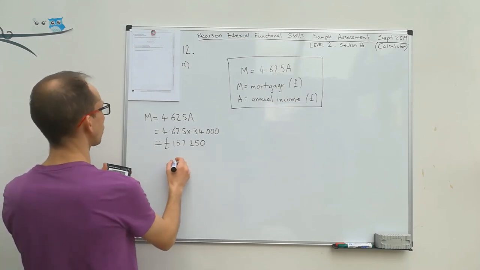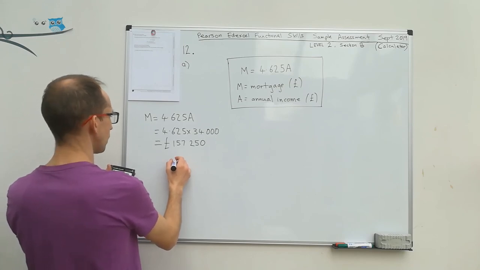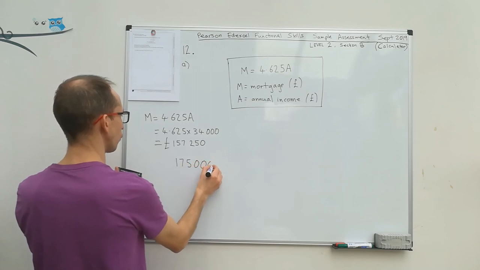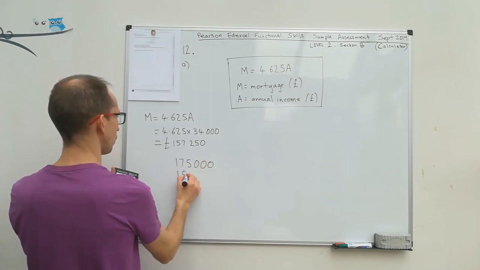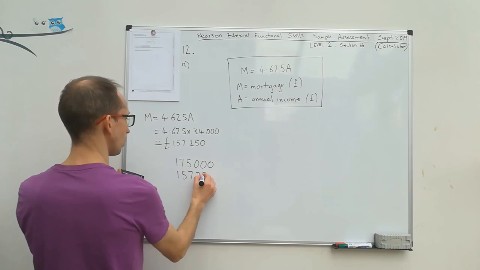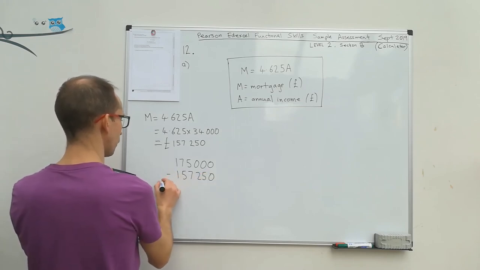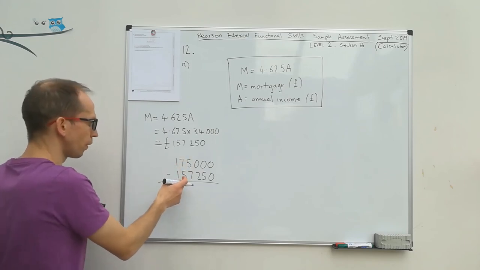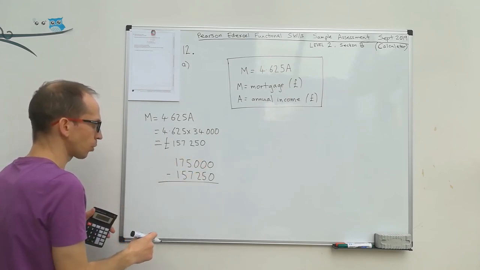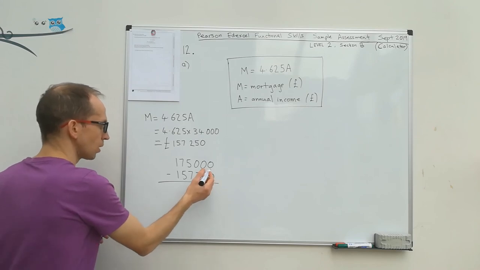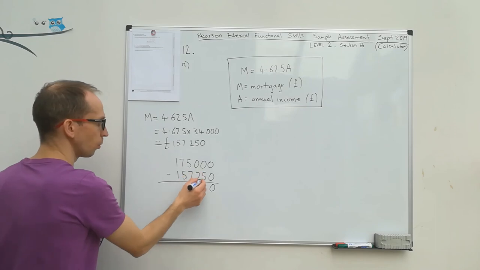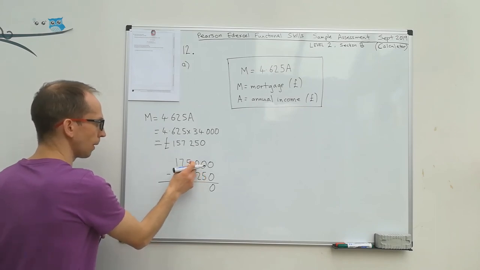The deposit is the difference between the cost of the flat and the mortgage. Okay, well, the cost of the flat is 175,000 and the mortgage is 157,250. Obviously you can do this all on your calculator, but I'm just going to do a little bit of revision on doing subtraction in a column like this. So 0 take away 0, 0 take away 5. Well, we can't do that. We need one from here. But we've got 0, we haven't got any to spare.